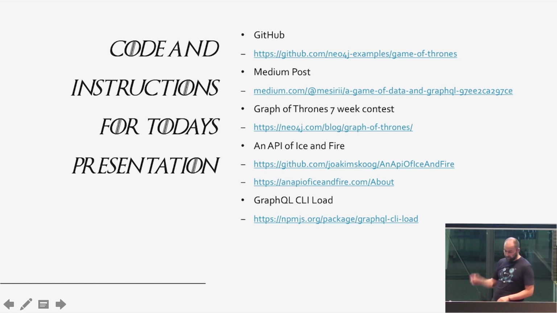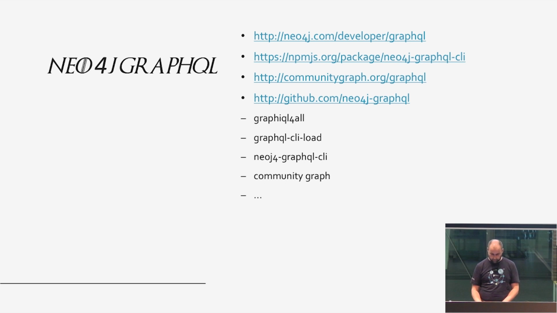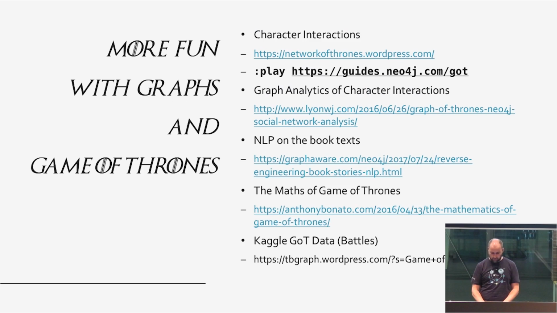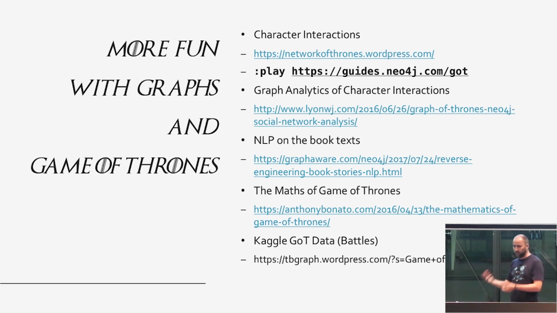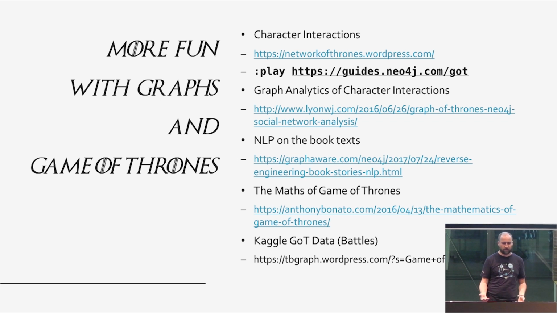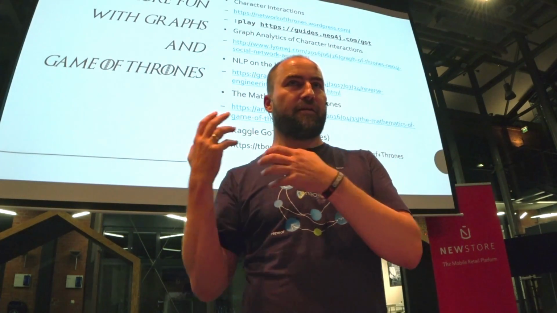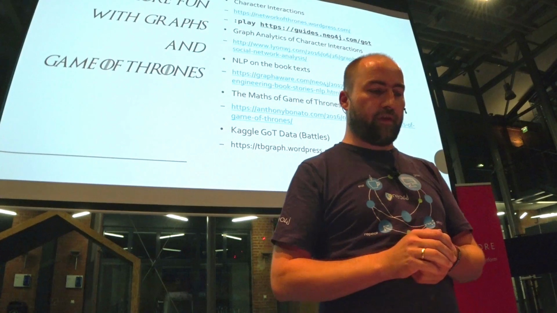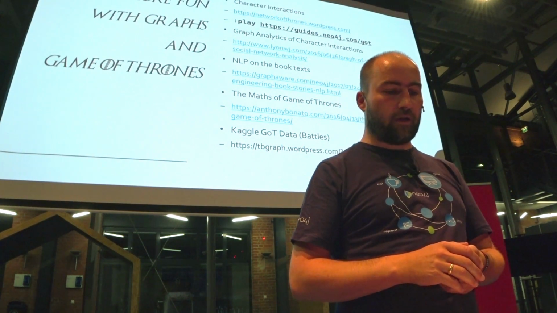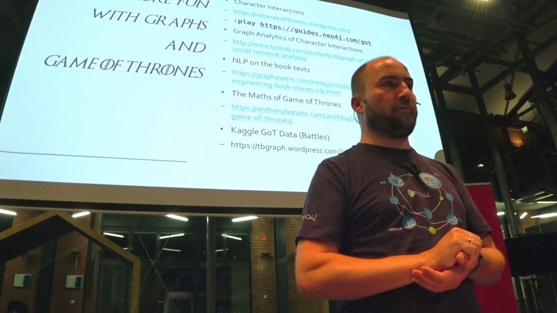There are also links to the APIs, this GraphQL CLI load that I just showed you, and all the Neo4j GraphQL stuff that is out there, and lots of other stuff where people used Game of Thrones data, by using NLP on the books, by using character interactions from the books to find interaction graphs, looking at the math behind that whole thing, or using the Kaggle data that's also available for Game of Thrones.